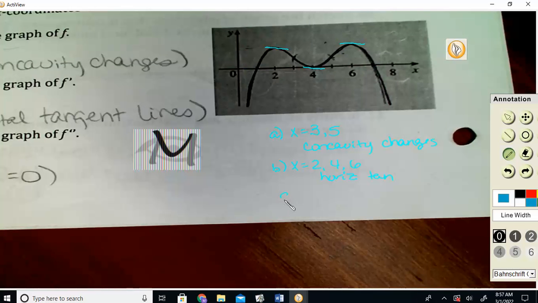Okay. C. If this is the second derivative, inflection points are where the second derivative is 0. So if I'm looking at the second derivative, I just need to know where it is 0. So that's at 1, 4, and 7. And that's because it equals 0 there. We know an inflection point is where the concavity changes. It's where the second derivative is 0. So if I'm looking at the graph of the second derivative, I just need to know where it's 0. Does that make sense to everybody?